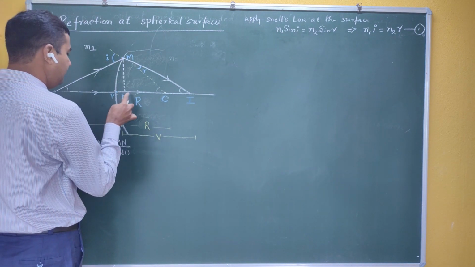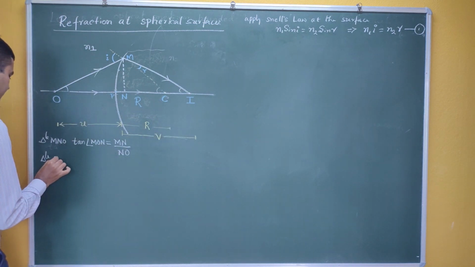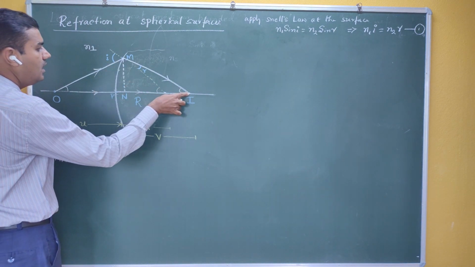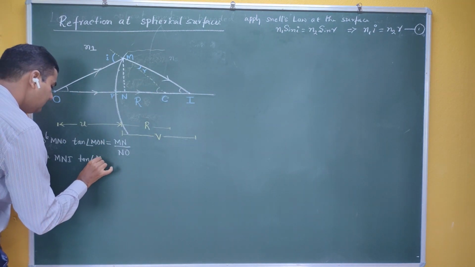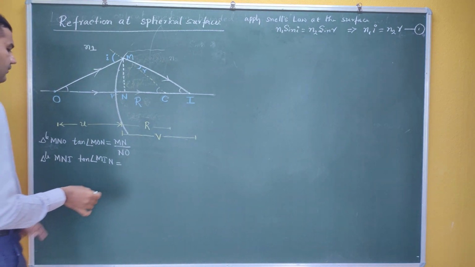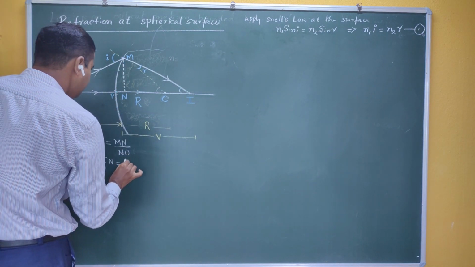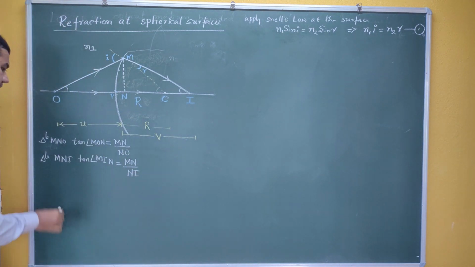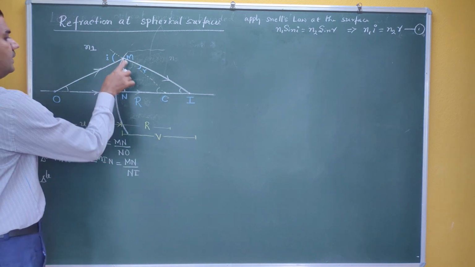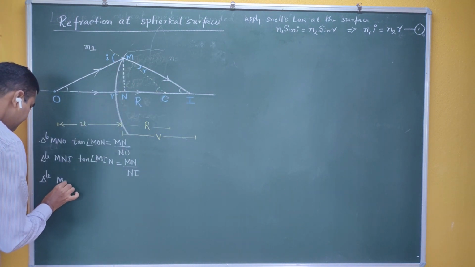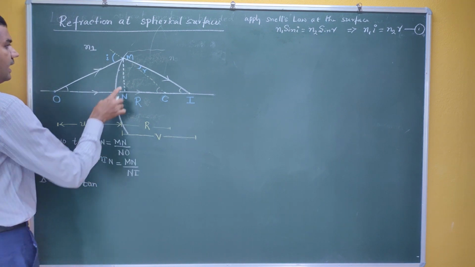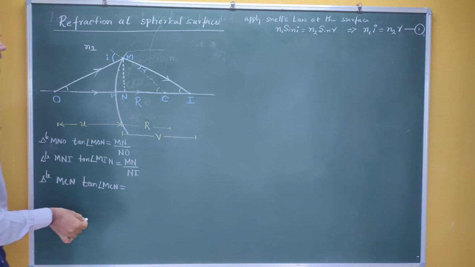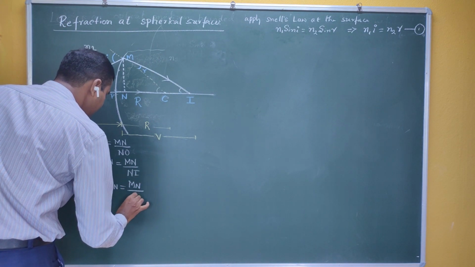Let me take the next triangle as MNI. If I take the triangle MNI, then tan of MIN is nothing but opposite side MN by NI. Similarly, let me take the third triangle MCN. Again, it's a right angle triangle, and tan of MCN is equal to MN by NC.